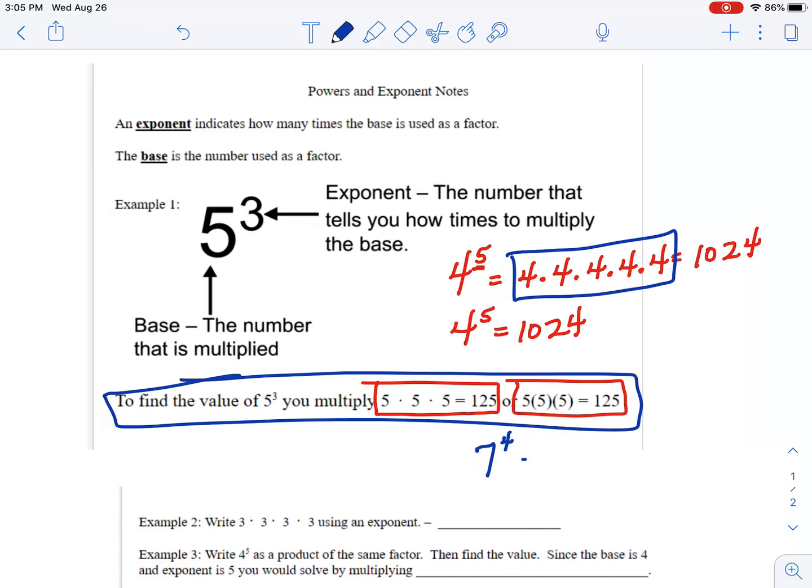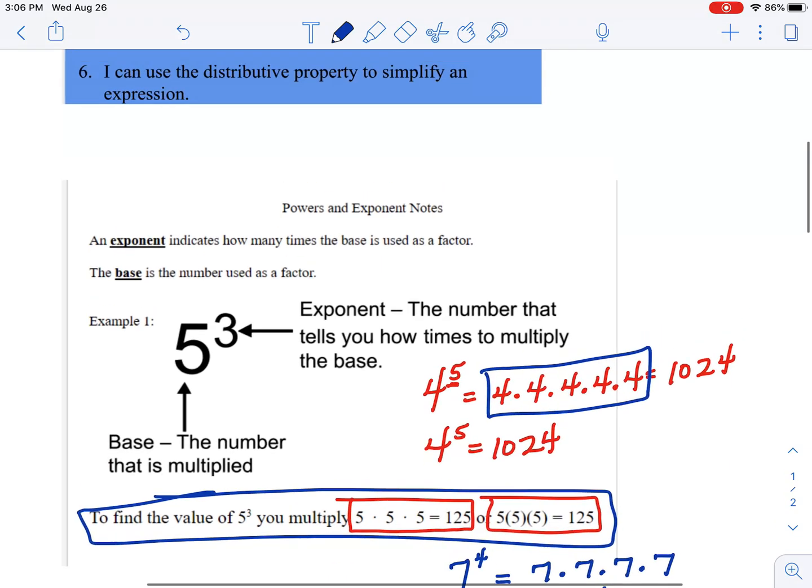Seven to the 4th power. 7 is my base, so that is what's going to be multiplied. I'll have 4 7s, so 7 times 7 times 7 times 7. So you would put that in your calculator: 7 times 7 times 7 times 7, and that would equal 2040. Oh, excuse me, I got the right numbers in the wrong order. That would be 2401. So the base is what's multiplied over and over and over and over again, and the exponent is telling you how many times to multiply it.